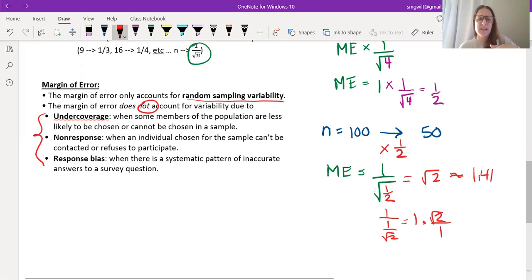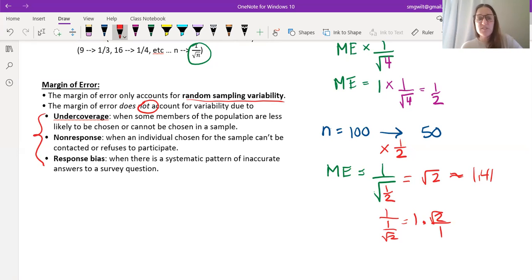Non-response is when an individual chosen for the sample can't be contacted or refuses to participate. Something like emailing out a question, or if it's a phone call, they say, no, I'm not going to answer your question. And then response bias is when there's a systematic pattern of inaccurate answers to a survey question. For example, if your professor asks you how many hours you studied, you're likely to not tell the truth because you know they want you to have studied for a while. And so that's response bias.